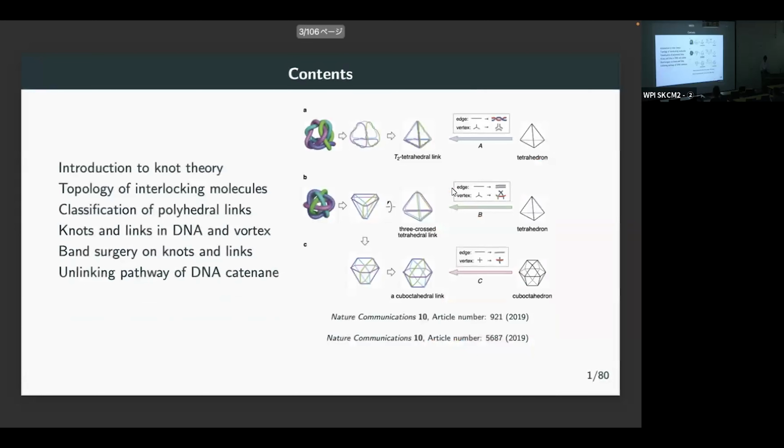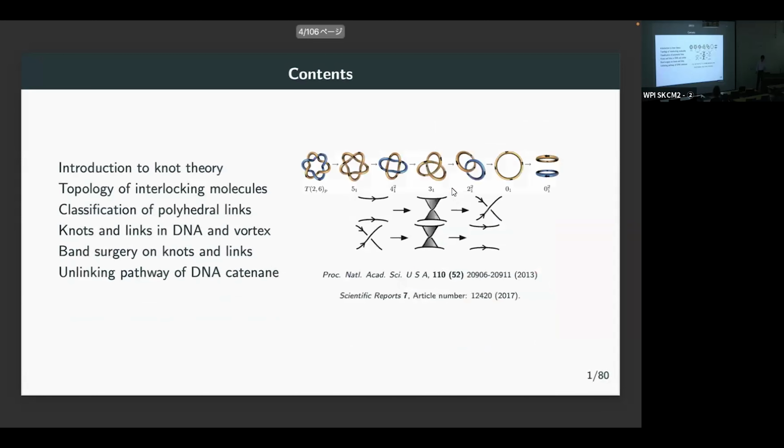So this is a picture of the interlocked molecule, which I will explain in detail later. So we will discuss this. And also after that, we will discuss the topological change of the DNA knot links and also knot links in the vortex. So these are the contents of my talk.